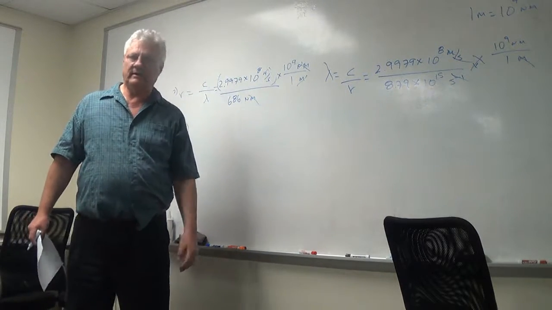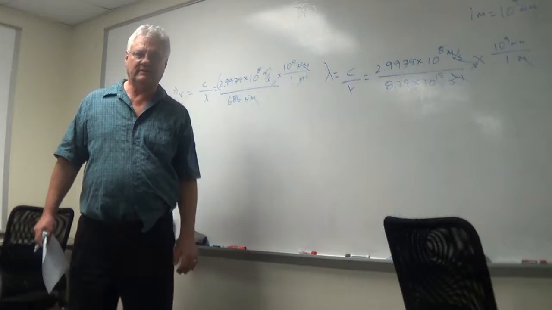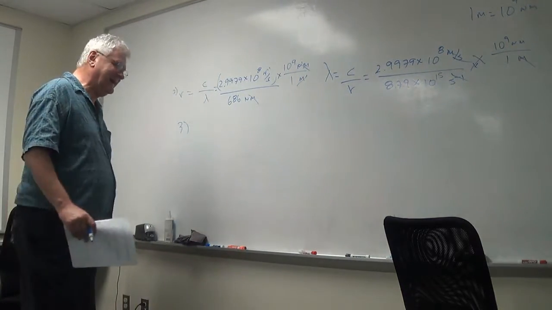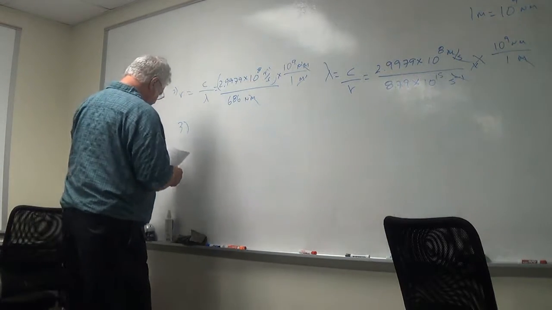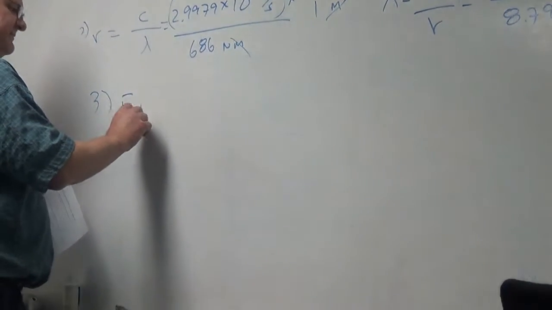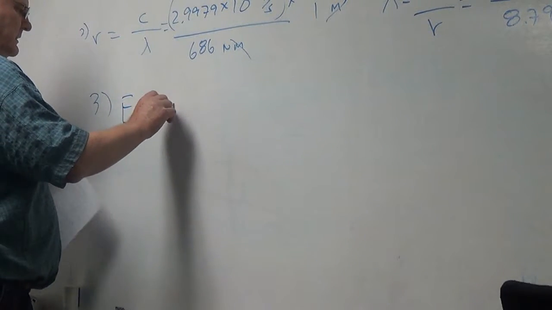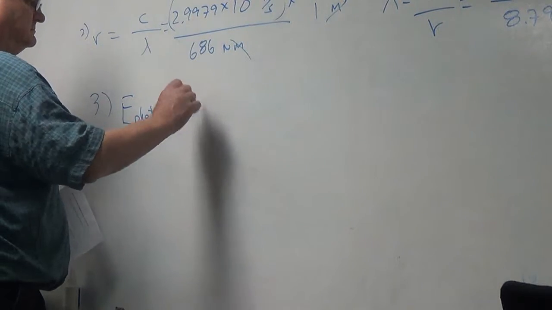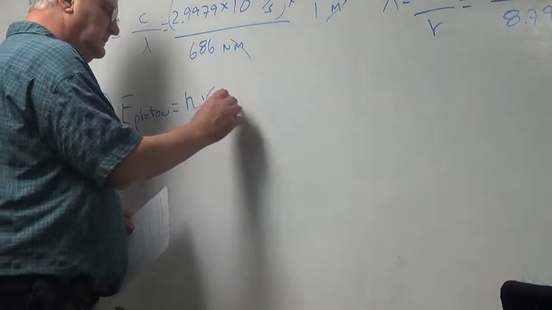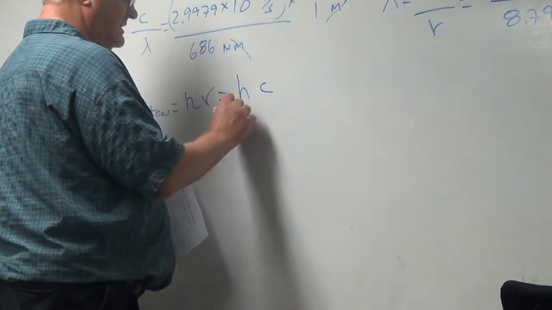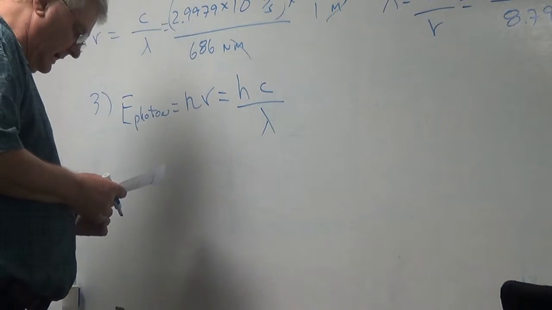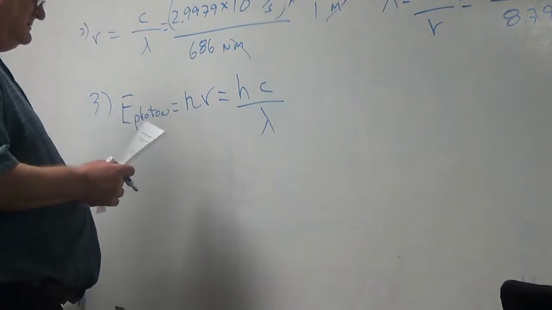Whereas you have something like gamma radiation, the wavelength's ridiculously small. The frequency is extremely high. So the energy of a photon, again, is a very simple equation. It's equal to Planck's constant times nu, the frequency, or it's equal to Planck's constant times the speed of light divided by the wavelength. And the problem gives you the wavelength and the speed of light and Planck's constant.